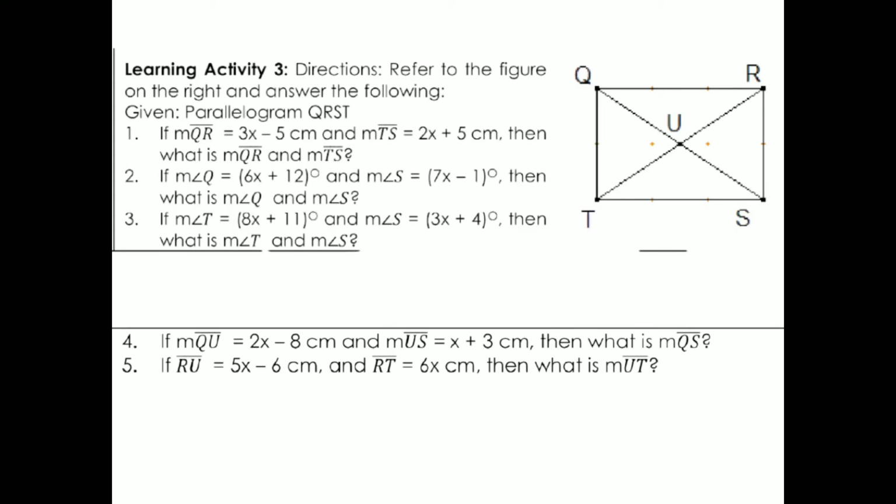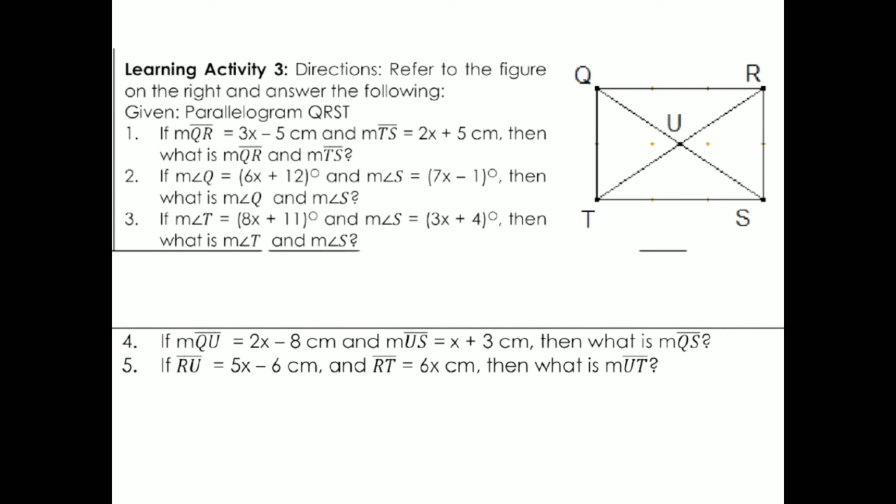Number ano na ba tayo? Ayan, so nandito na pala tayo sa learning activity number 3. So number 1 natin, if QR, which is side, is equal to 3x minus 5 centimeter, and then side TS is equal to 2x plus 7 centimeter, then what is the length of QR and side TS?